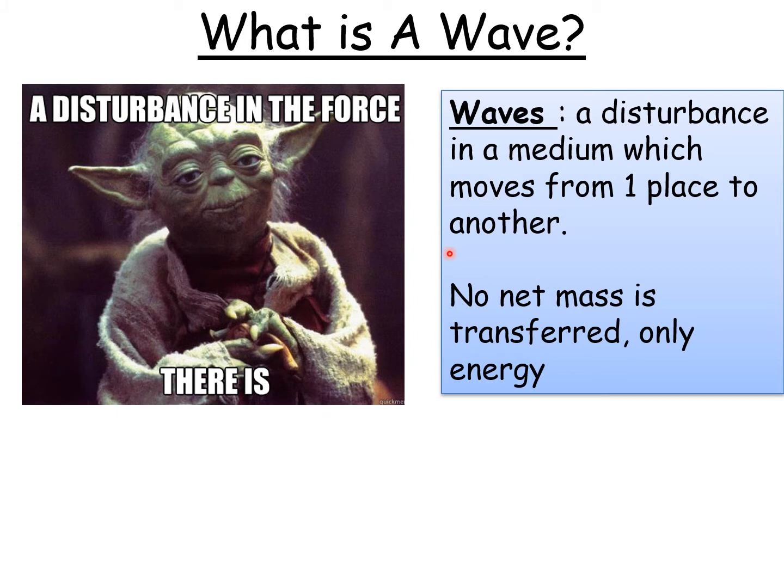So first of all, what is a wave? Well, a wave can be described very generally as a disturbance in a medium which moves from one place to another. No net mass is transferred and only energy is transferred. So you've come across things moving through a medium, for example sound waves, which move through water or air. You could have electromagnetic waves, which move through the atmosphere. They move through space as well, and space is technically not a vacuum because there are things in the emptiness of space.